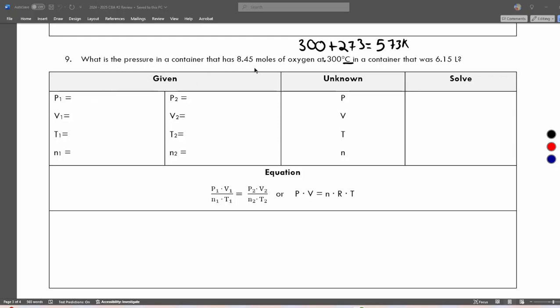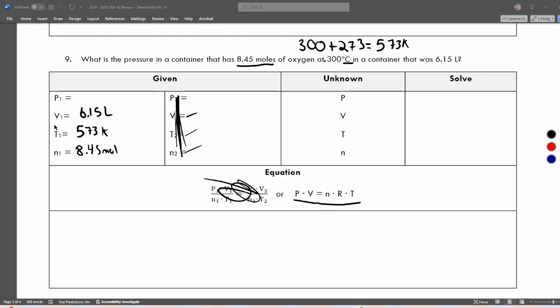Okay, it says, what is the pressure in a container that has 8.45 moles? That's my moles right here, 8.45 moles, and n is number of moles. At a temperature of 573, that's still my first temperature. That was 6.15 liters. That's volume. And that's the whole question. So notice I didn't have a second volume or a second temperature or a second number of moles. So we're not using this. We're using the ideal gas law when things are not changing, nothing changed. And of course, we're solving for pressure.